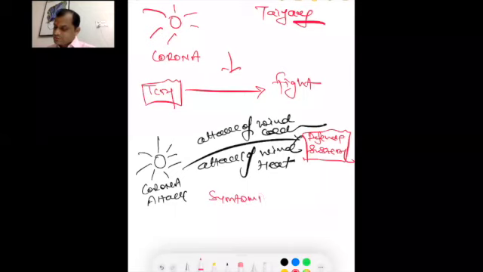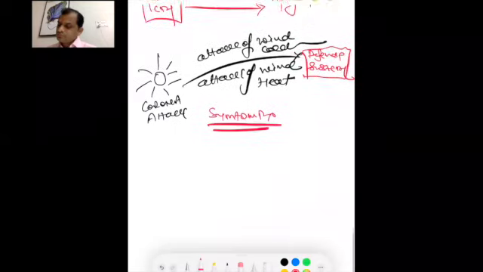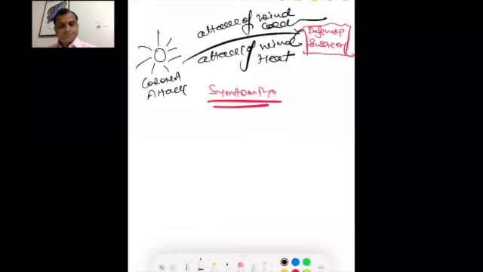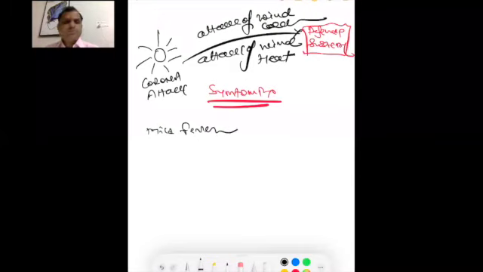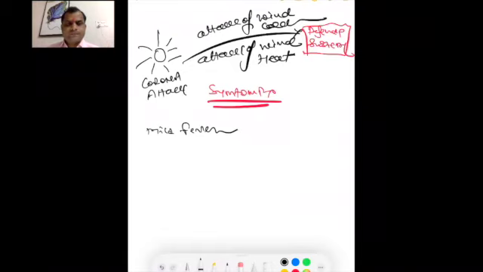What are the symptoms? The person will have a mild fever. What is the meaning of fever? The meaning of fever is that the fight is going on inside the body. So this will be a very mild fever, not too high.